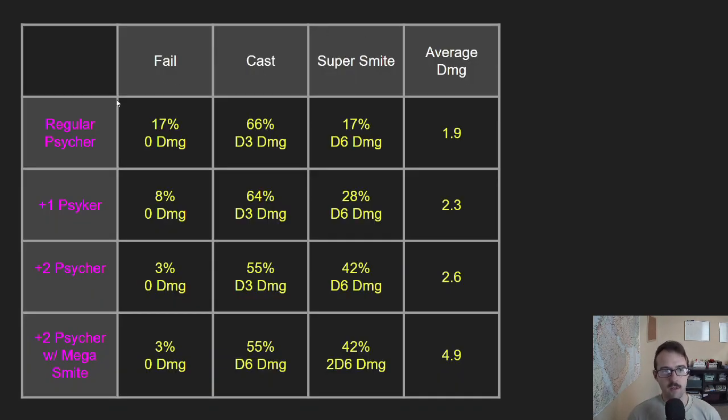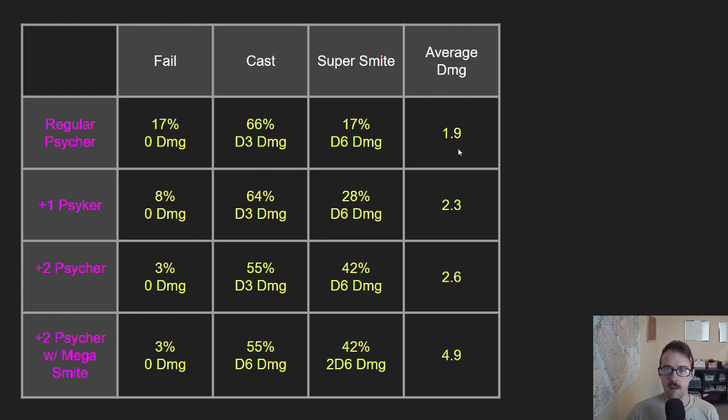We can have a regular psyker here. And what I've done is I've put all the percentages chance they have to either fail, cast, or get a super smite. And then what we can do is multiply that percentage by the expected damage. So obviously a fail is going to be 0 damage, a D3 is going to be 2 damage on average, and a D6 is going to be 3.5. So we've got that regular psyker.